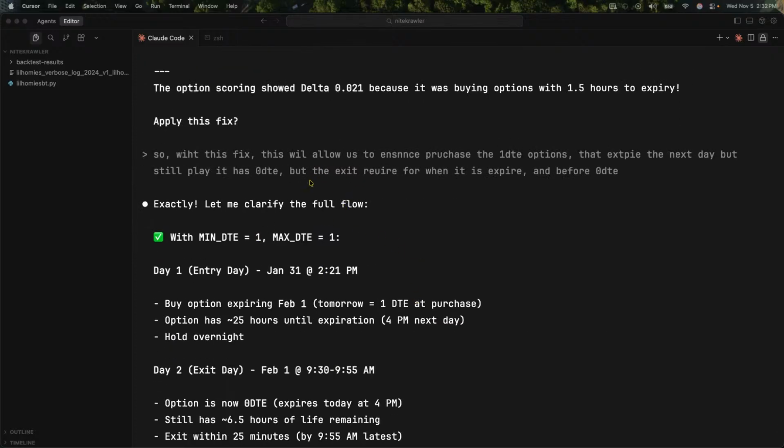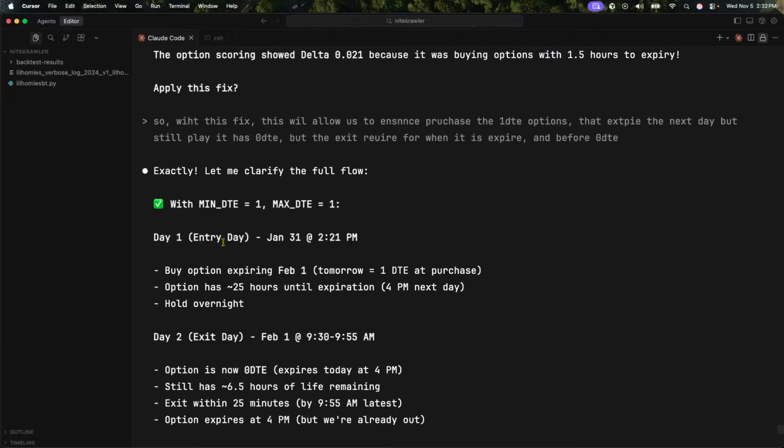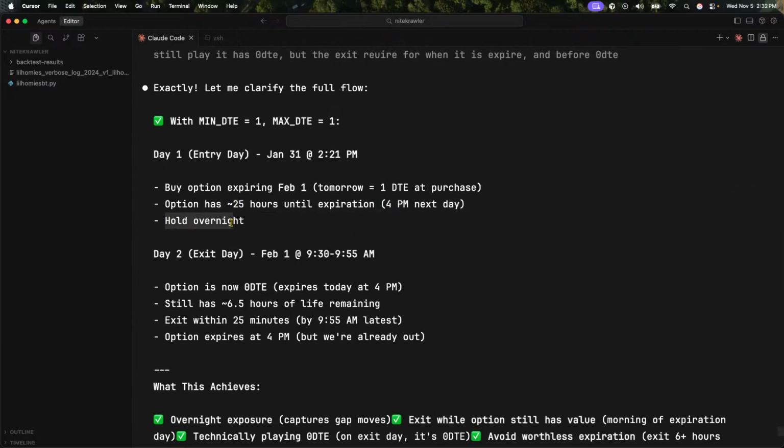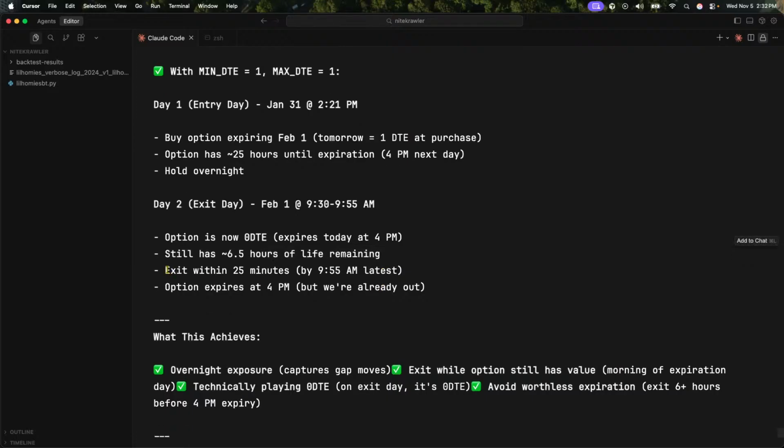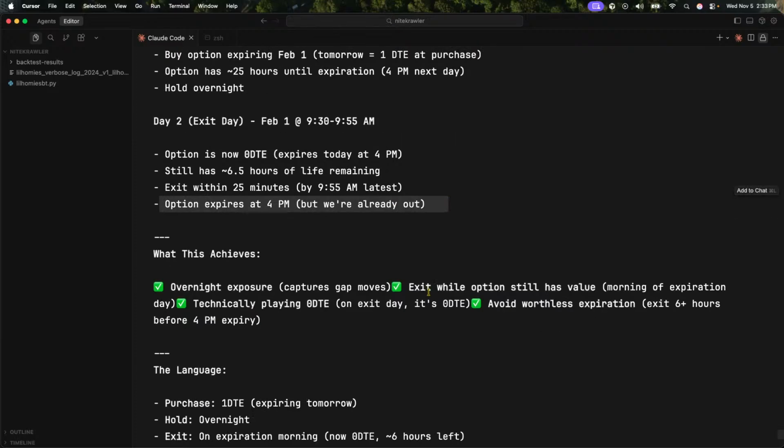Exactly. Let me clarify the full flow. Minimum DTE, max DTE, entry day. Okay. Buy an option expiring February 1st, tomorrow, with 1 day to expiration. The option has 25 hours until expiration, 4 p.m. the next day. We're going to hold it overnight. Day 2, February 1st, we have 25 minutes to exit. The option is now 0 DTE, expires at 4 p.m., and still has 6.5 hours left of time. Exit within the first 25 minutes. The option expires at 4 p.m., but we're already out.